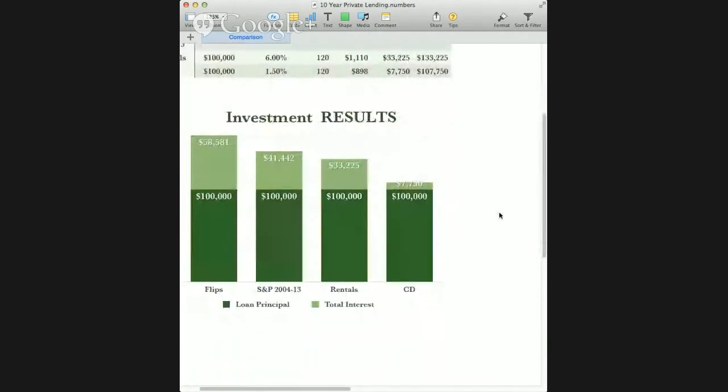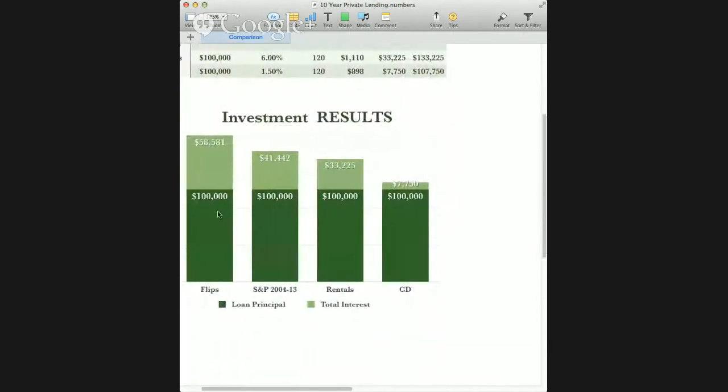And at the bottom of the sheet that I gave you, I show your initial $100,000, and then what they would make on flips with you, what they would make in S&P 500 index funds, what they would make on rentals, and then again, what they would make if they kept the money in a CD. So that's a sheet that you can get. Again, it's on the Google event page for our Hangout tonight.